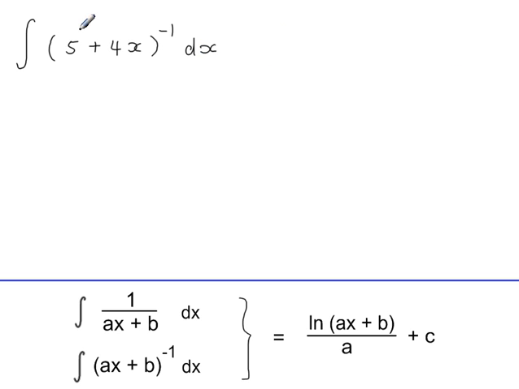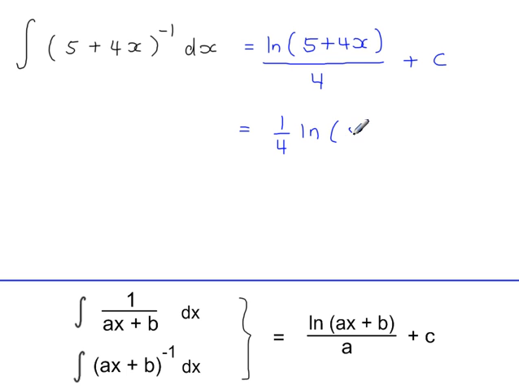Integrating 5 plus 4x to the power of -1. So we have ln 5 plus 4x, and we're dividing by the coefficient of x, which is 4, plus c. Or we can write it as a quarter, ln 5 plus 4x plus c.